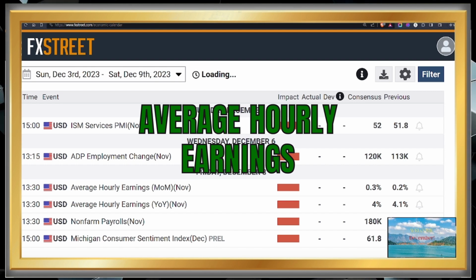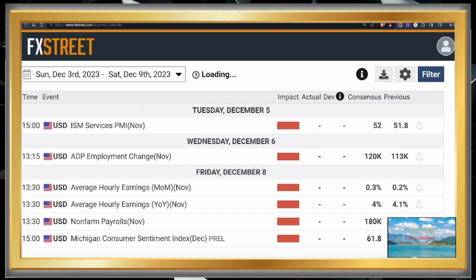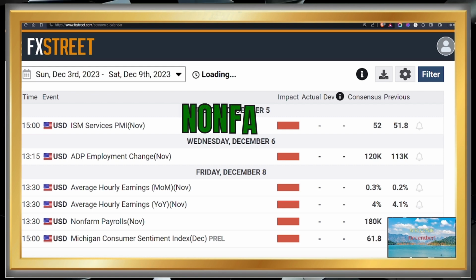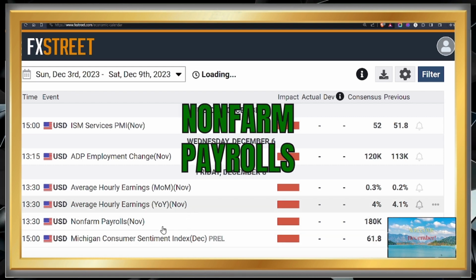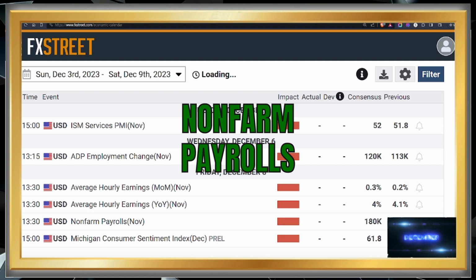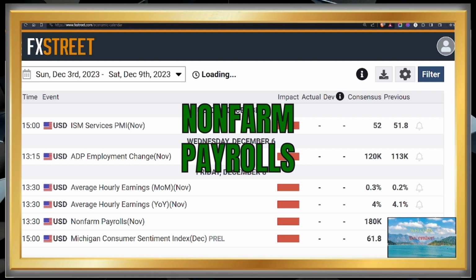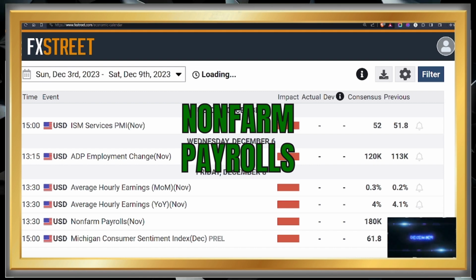in the United States. Then simultaneously, we will be witnessing the publication of the non-farm payroll, which is another key economic indicator that measures the total number of paid U.S. workers, excluding farm, government, and non-profit organizations' employees.